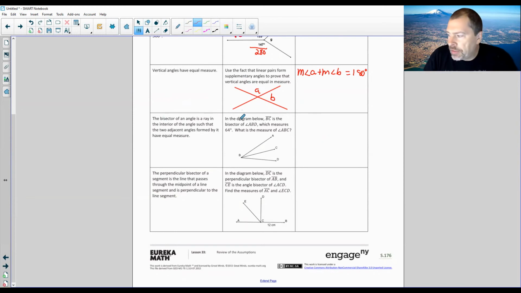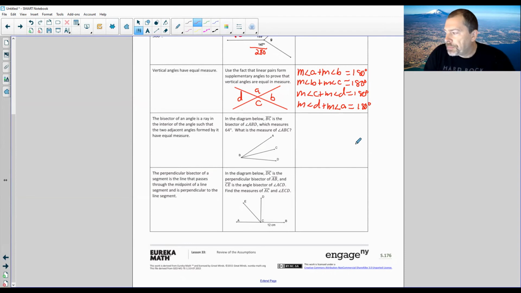If I keep naming these, let's call this C and let's call this D. So the measure of angle A plus B equals 180. The measure of angle B plus the measure of angle C equals 180 degrees. And then I can look over on this side, well, the measure of angle C plus the measure of angle D equals 180 degrees. And finally, the measure of angle D plus the measure of angle A equals 180 degrees. Okay.